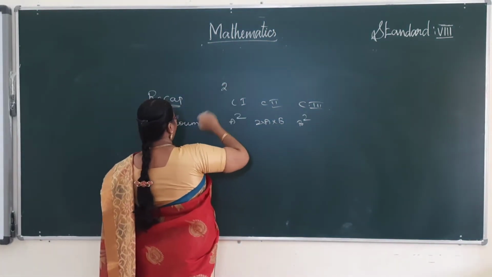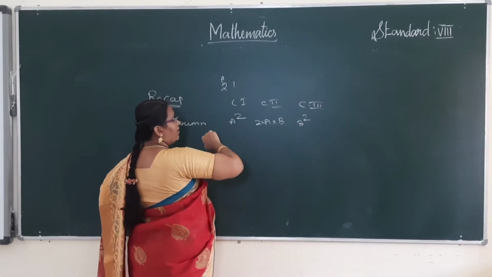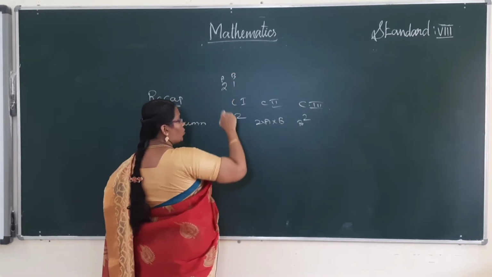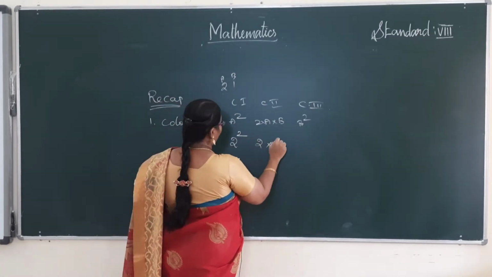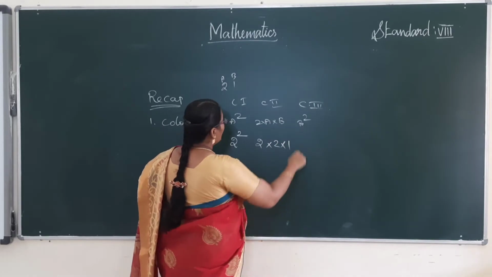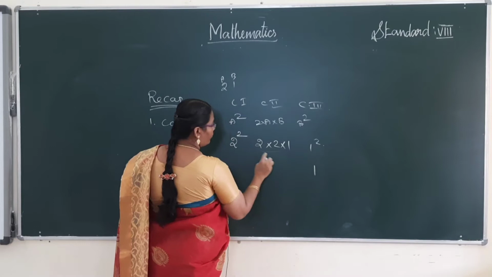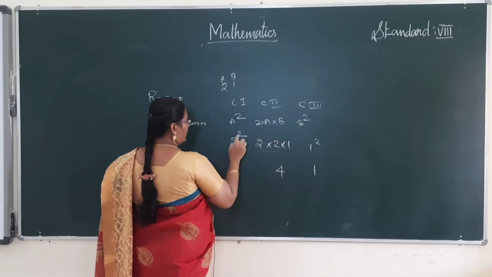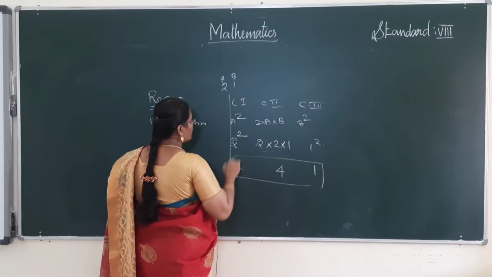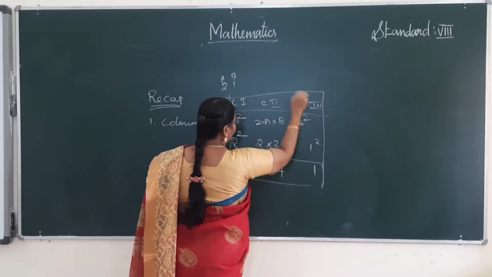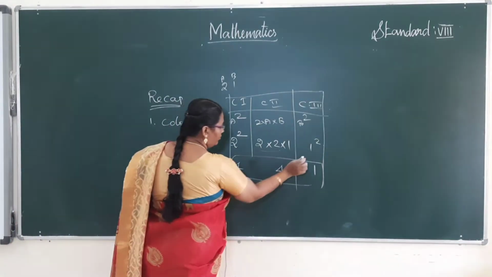For example, 21. Here we have considered the A value as 2 and the B value as 1. So A squared is 2 squared, which is 4; 2 into A into B is 2 into 2 into 1, which is 4; and B squared is 1 squared, which is 1. The answer is 441. This is the column method.